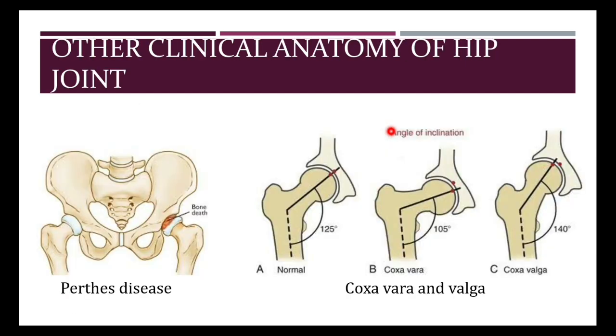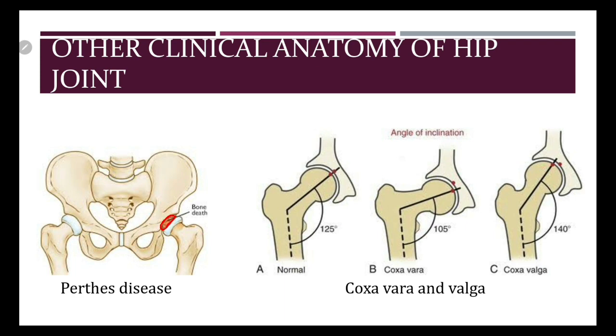Then let's see the other clinical anatomy of the hip joint. One is Perthes disease or pseudocoxalgia. It is a clinical condition characterized by destruction and flattening of the head of the femur with an increased joint space in the radiograph. So you can see there is the bone death or destruction, and then there is a blackish line appearance in the X-ray at this point.